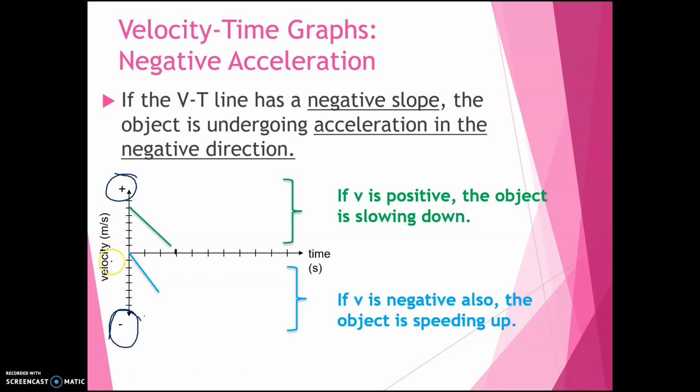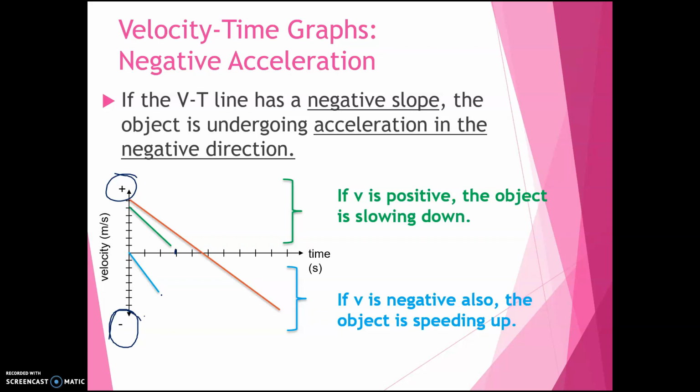So in this case, we're starting at the origin and we're moving to the left of the origin. So we start at 0, maybe we're going 2 meters per second, 4 meters per second, 6, 8, 10 meters per second. So although it's a negative acceleration and a negative velocity, the object is still speeding up. So our signs are the same, the object is speeding up.